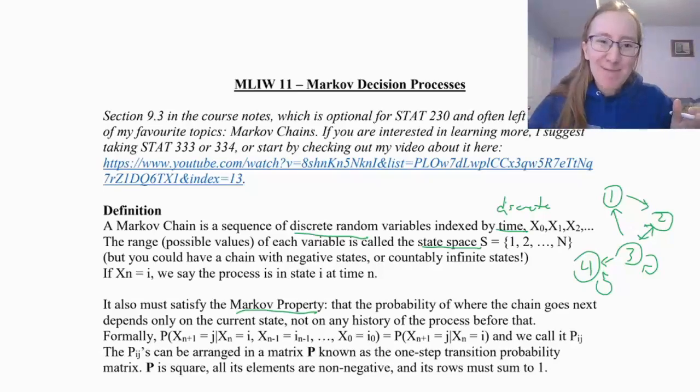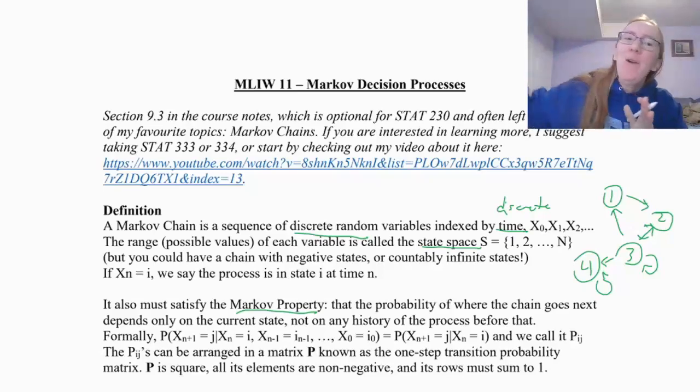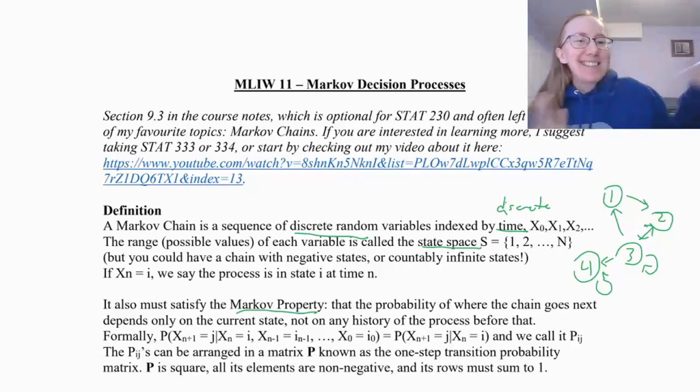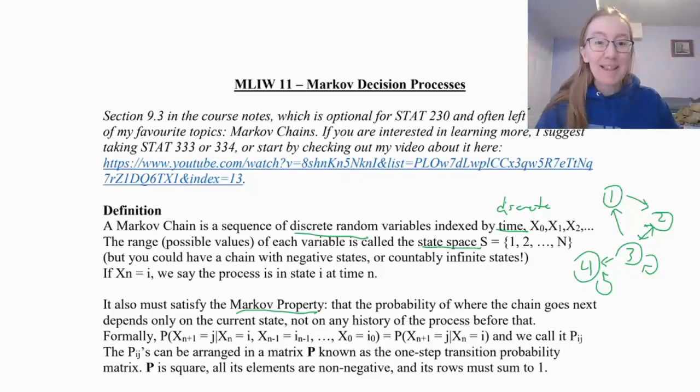That kind of sounds like an inspirational quote, like your future only depends on your present, not your past. It sounds kind of silly, but that is the Markov property in essence: if we know where we are, that tells us everything we need to know about where we go in the future. We cannot take other information about the history into account when predicting where we go next.